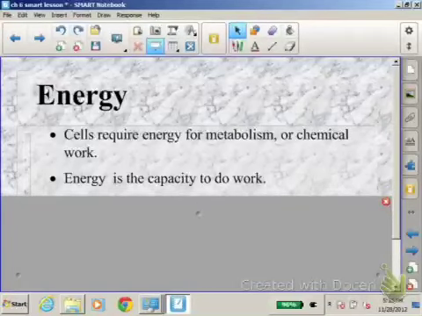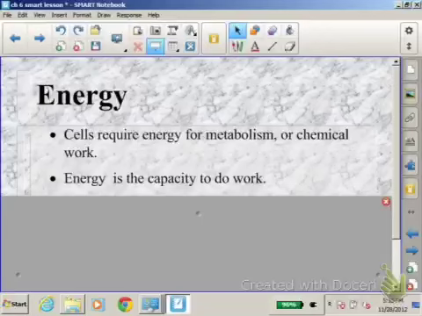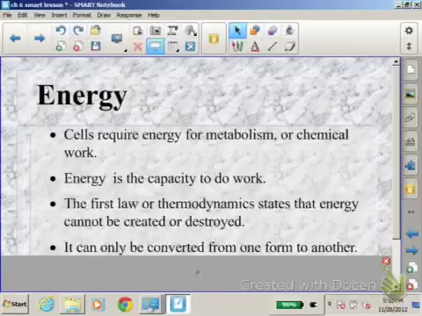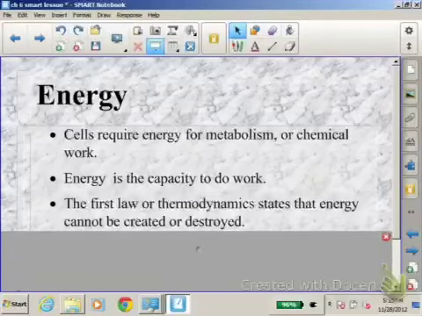Okay, there are a couple of laws of thermodynamics that we want to talk about that you probably talked about in physics before. Remember, the first law of thermodynamics says that energy cannot be created or destroyed. It can only be changed from one form to another.